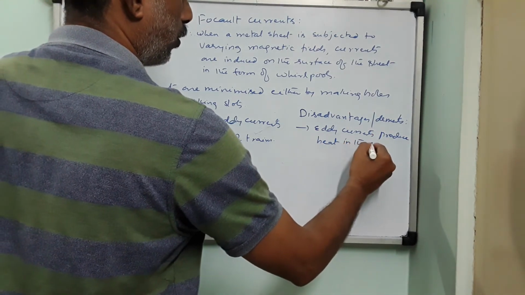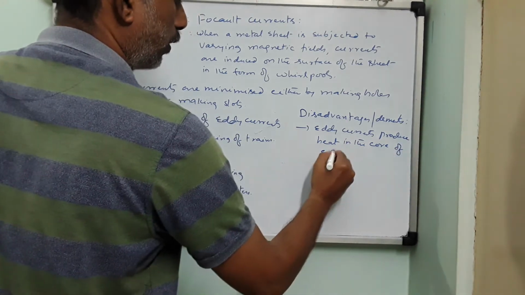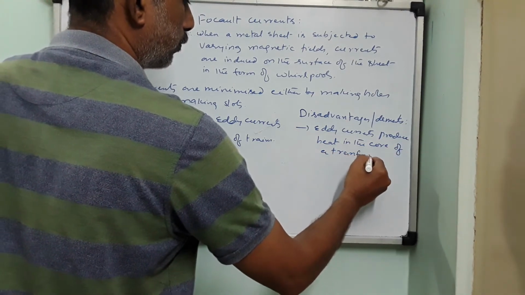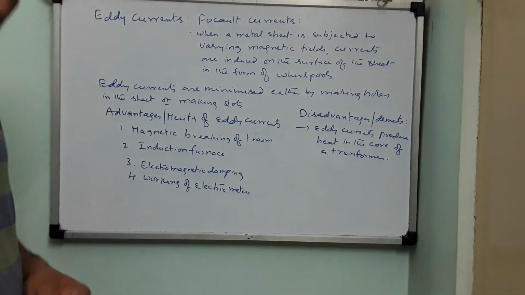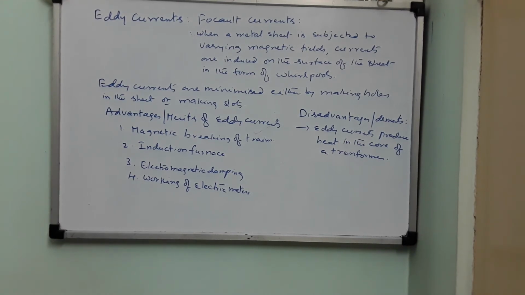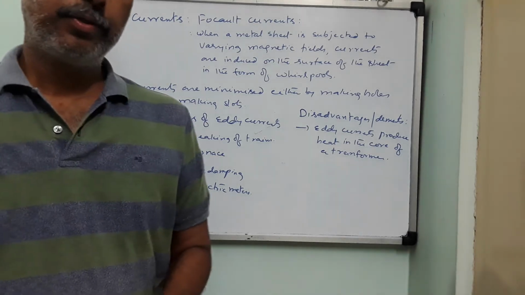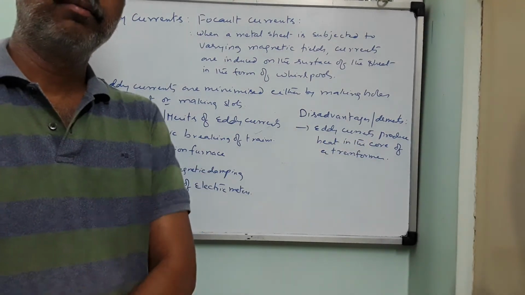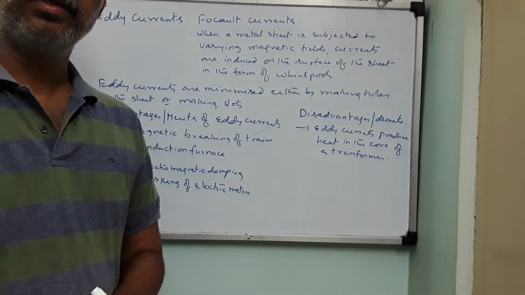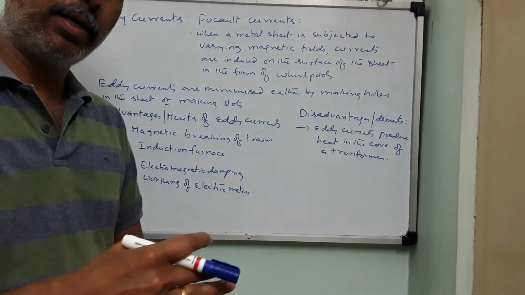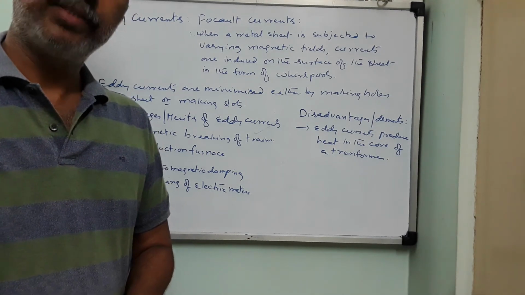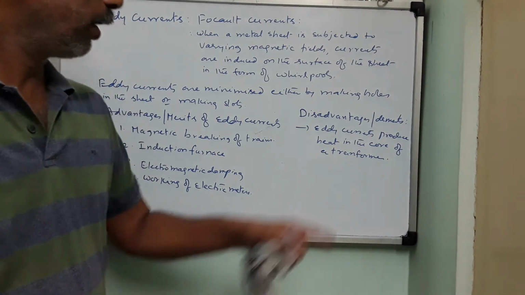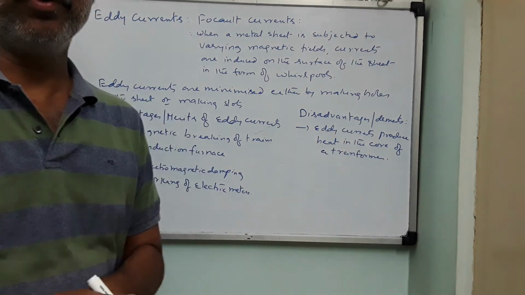in the core of a transformer. So what to do then? You have to avoid using the core. But a transformer without a core will not work, because the flux of one coil should be linked with the second coil. For that you require a medium. That medium is nothing but what? A core. So a core must be used.